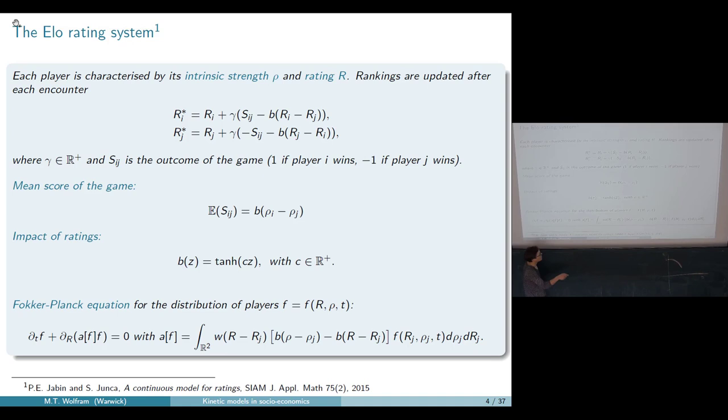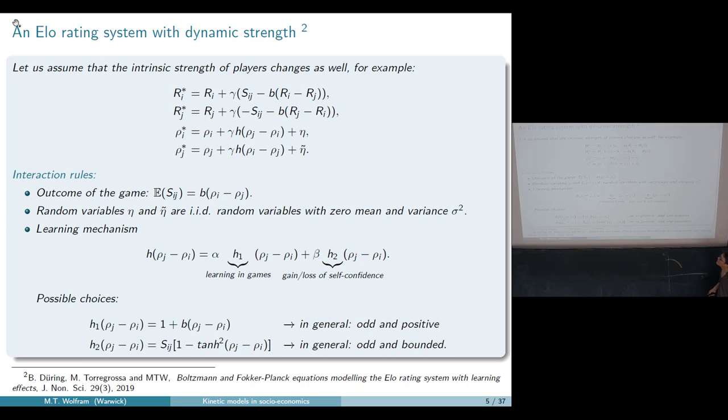So somehow the natural thing to do was, okay, let's consider the situation where you actually can change your strengths. It changes also in the games. So this was the starting point for a model which has dynamic strength. So you can say you have some learning, or however you want to describe it.